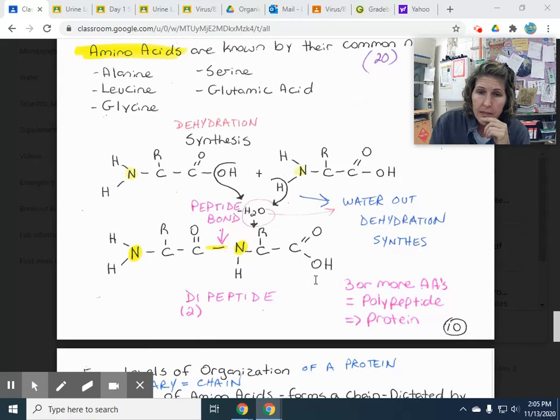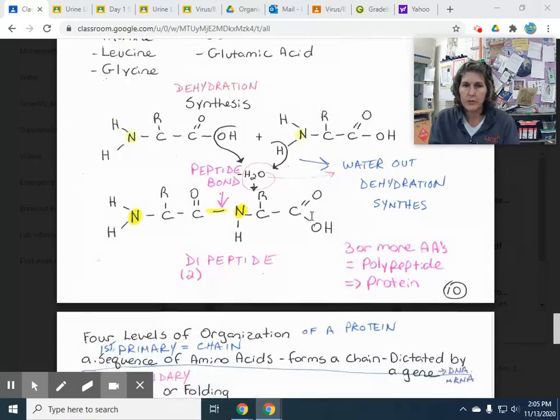If I keep adding, let's say I take out this hydroxyl group and a hydrogen off the next amino acid, and I keep going, I'm creating a polypeptide, many amino acids joined together. Another name for polypeptide is just a protein. They mean the same thing. A protein is a whole bunch of amino acids joined together.